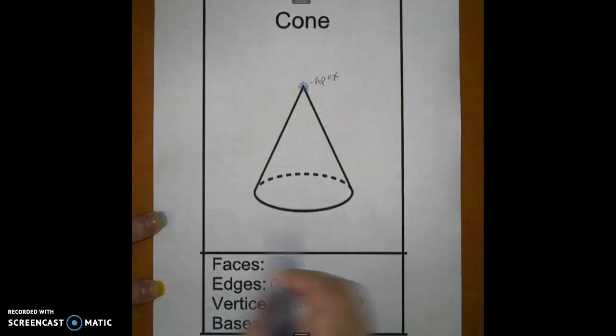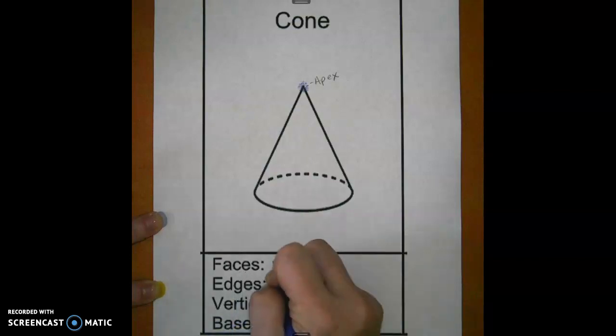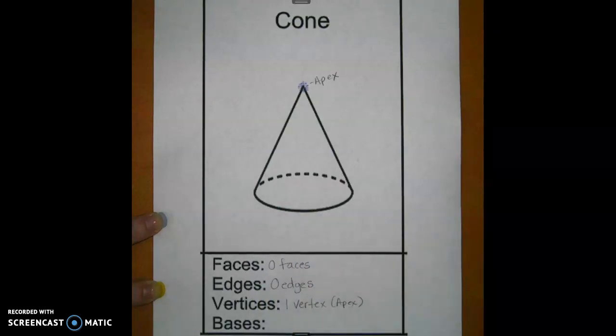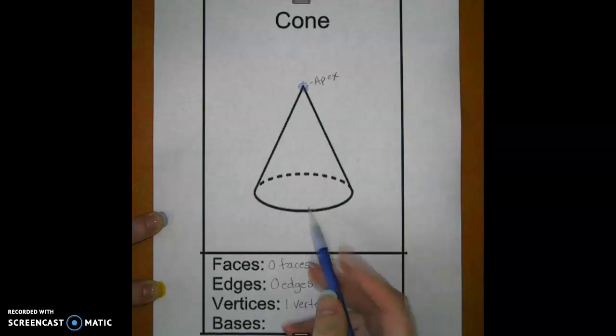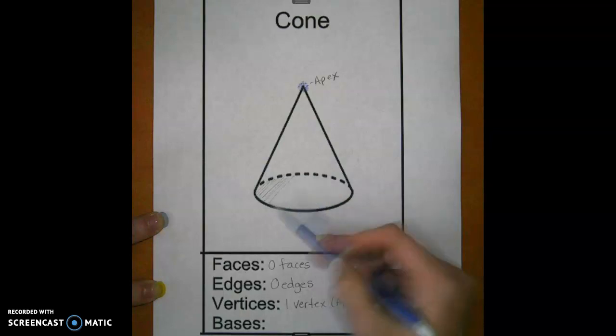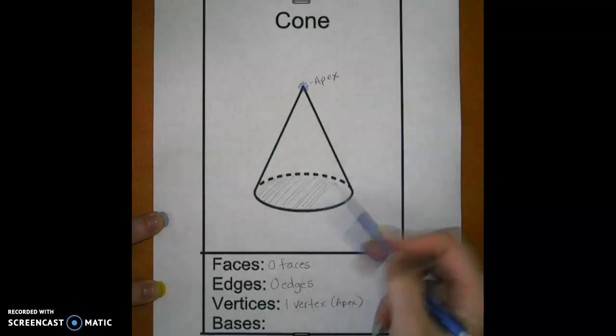When I look at the cone, I notice that I don't have any polygons. Remember, in order to be a face, it has to be a polygon, so I have 0 faces. But the base is a flat surface that the object rests on. And here, you can see that I have one flat surface down here.